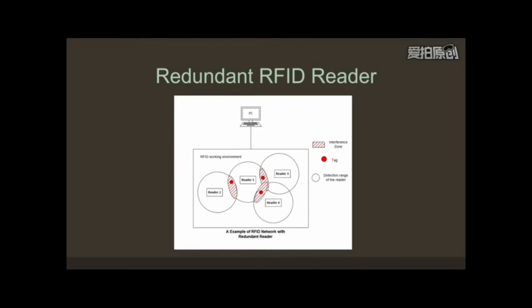So what's a redundant RFID reader? As we can see from this environment, there are 4 readers and 3 tags. Actually, only the middle reader, reader 1, covers all the tags. Therefore, the rest of the readers are considered redundant readers. So we have to eliminate them.